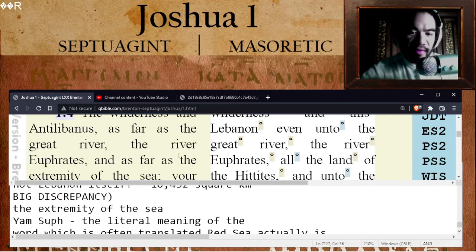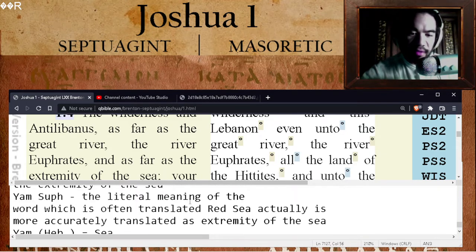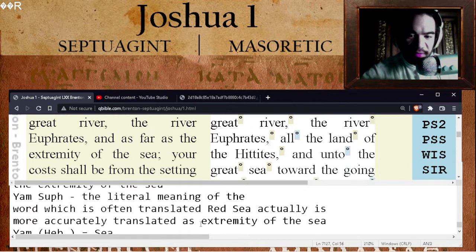As well, we have the river Euphrates as far as the extremity of the sea. So what is the extremity of the sea? In the Masoretic, it calls it the Great River. The word in Hebrew, the terminology being used, is Yam Suph, the literal meaning of the word being extremity of the sea. It is often wrongly translated as Red Sea. Actually, it is more accurately translated as extremity of the sea, as we read here in the Septuagint.